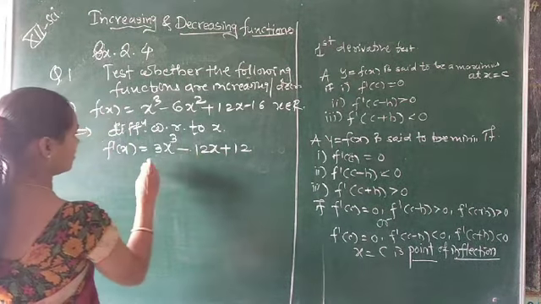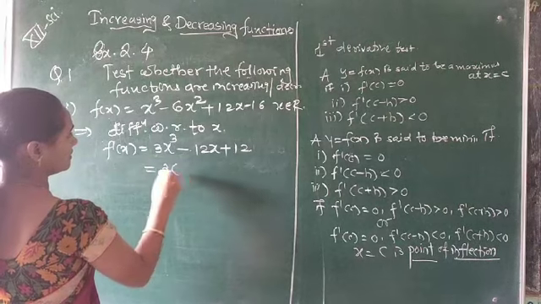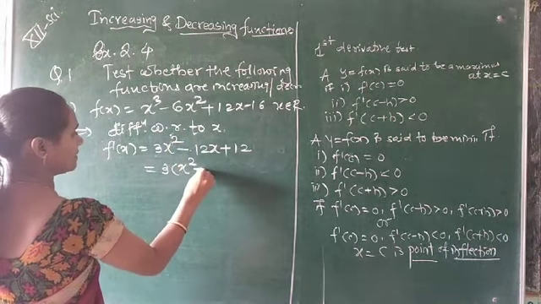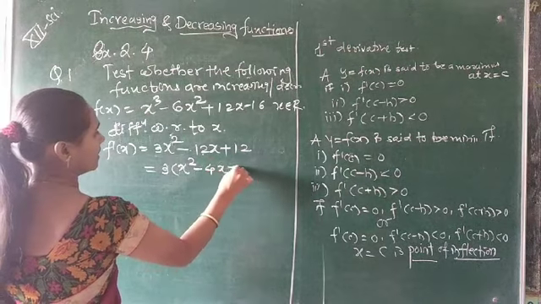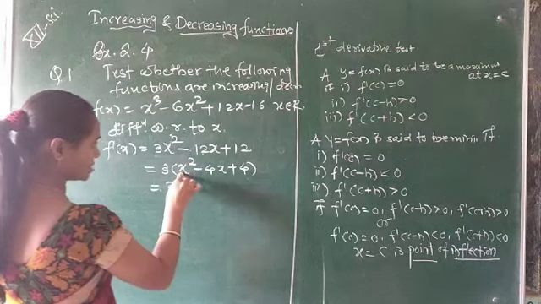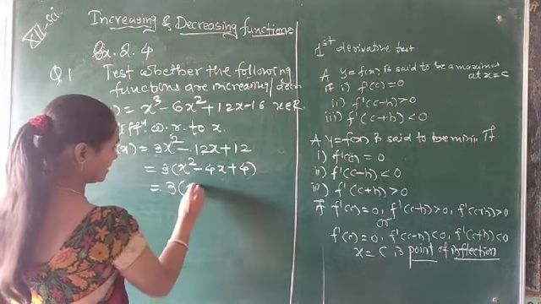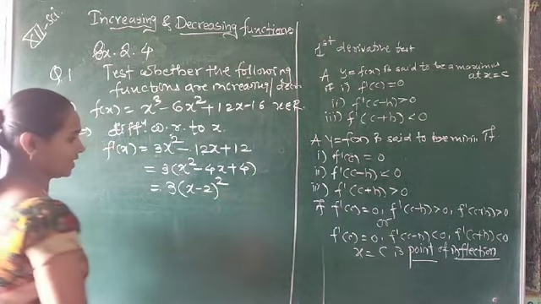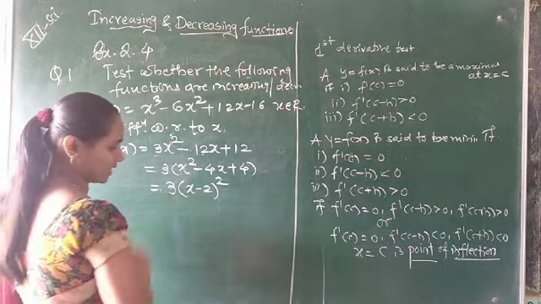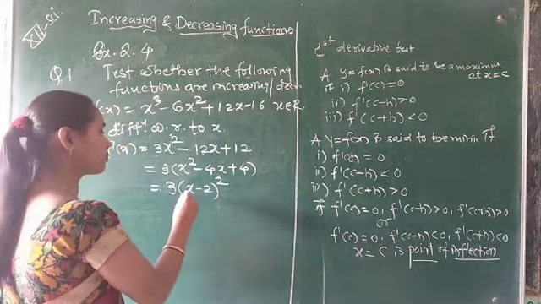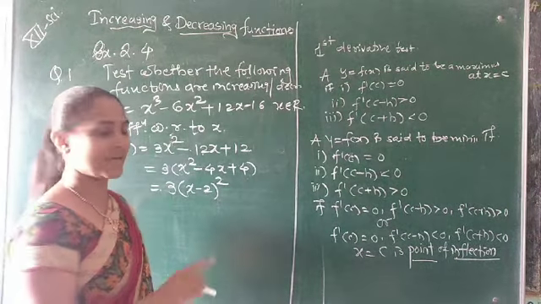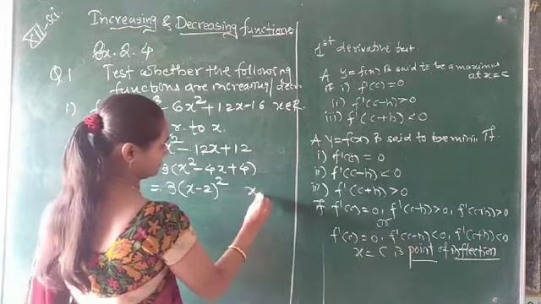Now take 3 common from this: 3, here 3x square, not x cube. Hence it is x square minus 4x plus 4, as 3 times 4 is 12 and again 4, with the 3 as it is. Now x square minus 4x plus 4 is the expansion of x minus 2 bracket square. Now see here, this is the square of x minus 2. This term is always positive except at x is equal to 2.